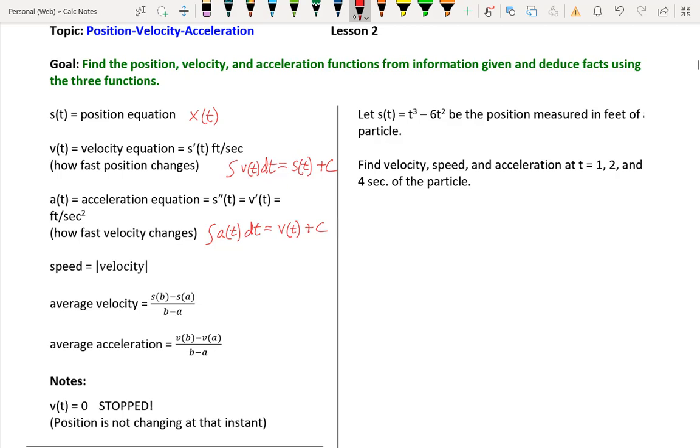When we talk about finding average velocity, notice the formula here. This uses the position function. So average velocity uses the position function, and average acceleration uses the velocity function.